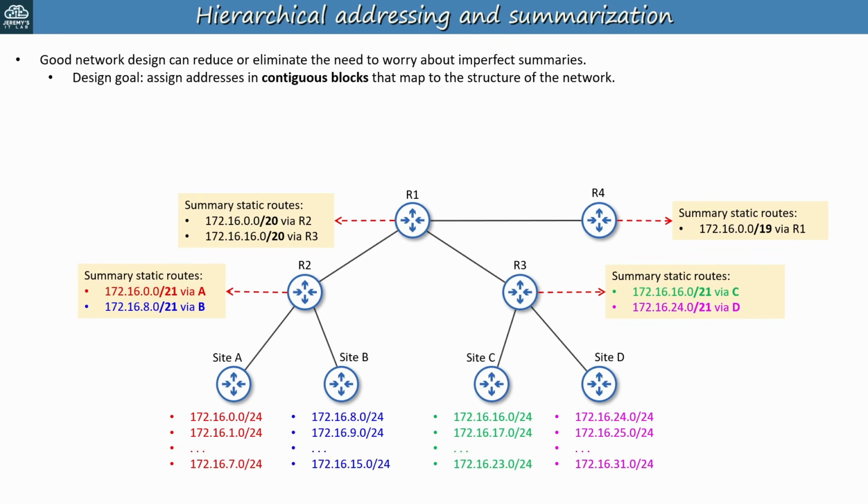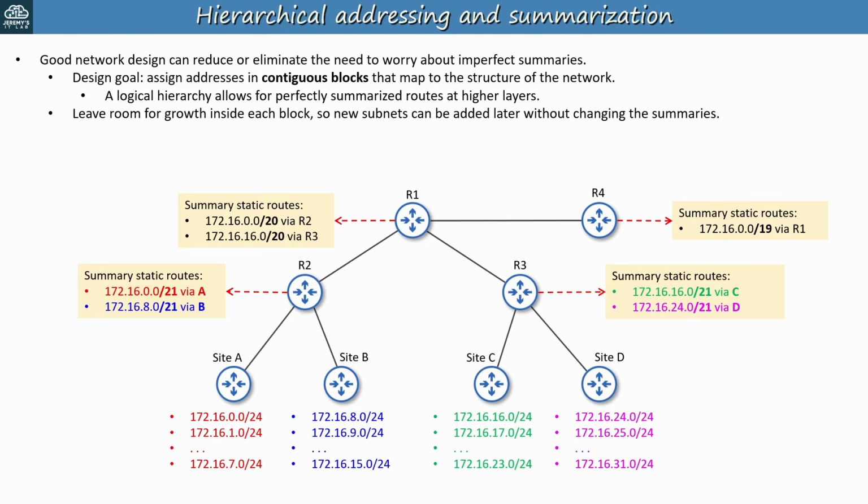Once again, this is a perfect summary with no extra addresses. A logical hierarchy like this allows for perfectly summarized routes at higher layers. It's often a good idea to leave room for growth inside each block of addresses, so new subnets can be added later without changing the summaries.